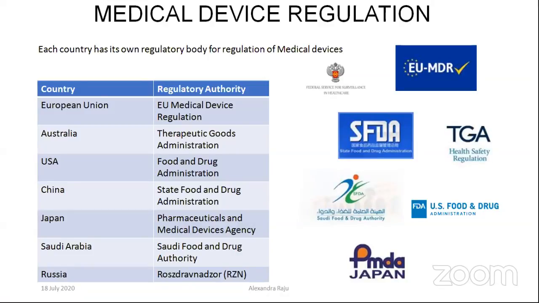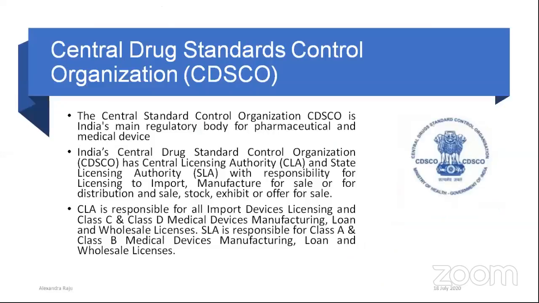So next is the final topic, medical device regulation. Each country has its own medical regulation bodies. I have listed some of the regulations that are available, like the European Union, EU medical device regulations, Australia's Therapeutic Goods Administration, USA Food and Drug Administration, which is also called FDA, and in China, the State Food and Drug Administration. I have also given the logos, and Saudi Arabia, Russia, and likewise, each country has its own regulatory bodies. And in India, next slide, sir.